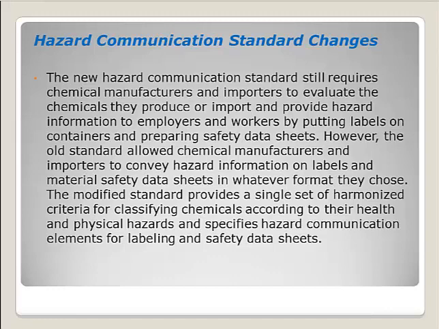Now, the old standard allowed chemical manufacturers and importers to convey hazard information on labels and material safety data sheets in whatever format they choose. And if you've ever reviewed MSDSs, or material safety data sheets, from varying manufacturers, you will see that the standard is not equal across the board. A modified standard provides a single set of harmonized criteria for classifying chemicals according to their health and physical hazards, and specific hazard communication elements for labeling and safety data sheets.